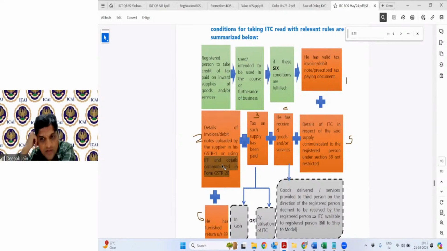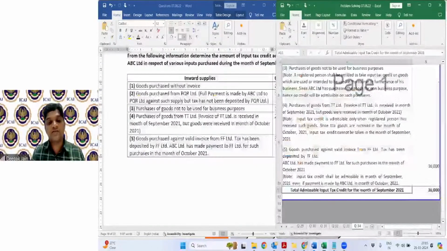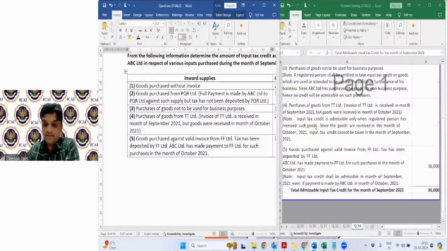What is the 5th point which you are asking? Fifth point, goods purchased against valid invoice. Tax has been deposited and payment has been made. So all the conditions have been satisfied. So in this case, we can claim the credit.